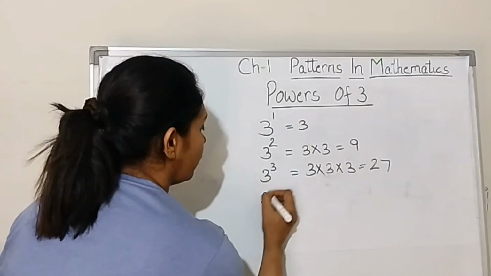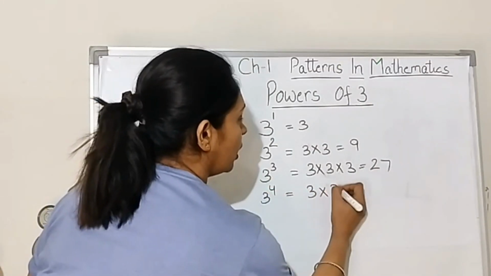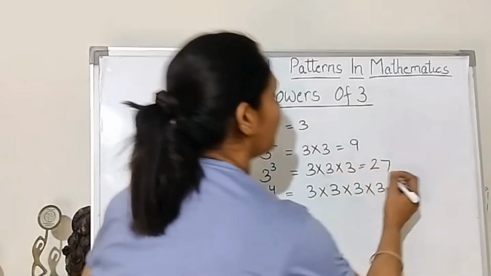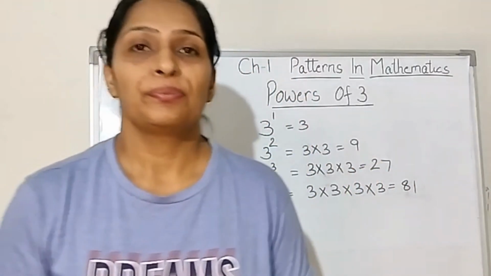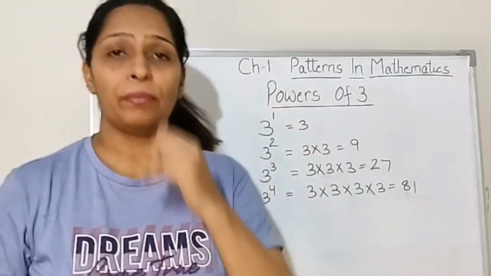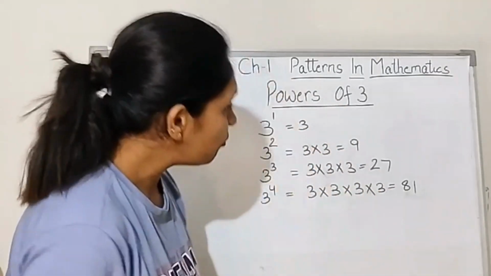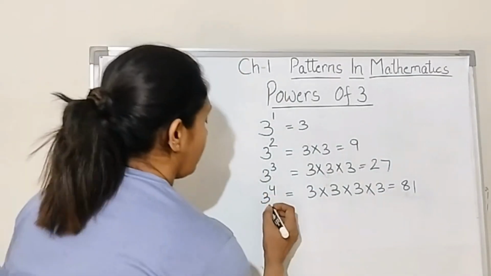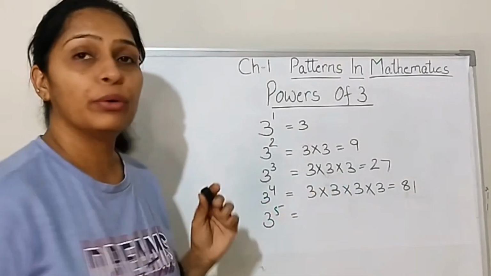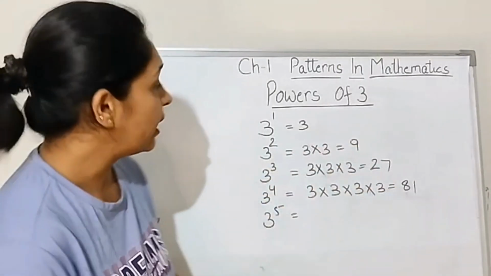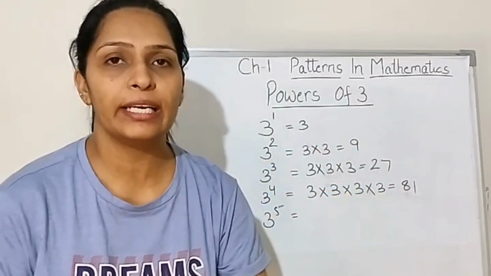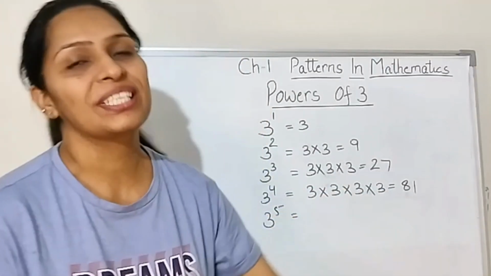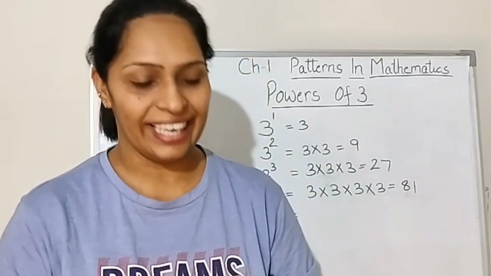Similarly, if I want to find 3 power 4, that is going to be 3 into 3 into 3 into 3, which is 81. So this is how we have to find the powers. And with the same pattern, you can keep finding the powers as much as you want, right? Like 3 power 5, we can simply keep on multiplying the previous entry by 3. So this is going to be 243. If that is your answer, it is correct.